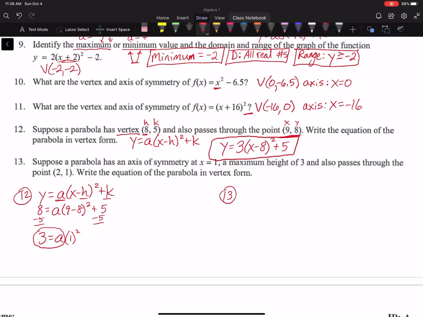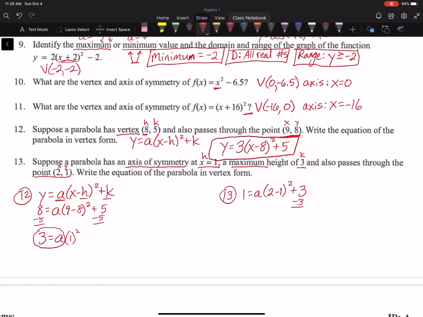Okay, 13 says suppose a parabola has an axis of symmetry at 1, a maximum at 3, and it passes through point 2, 1. Well, again, point 2, 1 is your x and y, your axis of symmetry is your h, and your maximum height is your k. Remember, the vertex is made of your axis of symmetry and your maximum or minimum value. So I plug in what I know. y is 1 equals a is what I'm looking for. x is 2 minus 1 is my h squared plus 3.